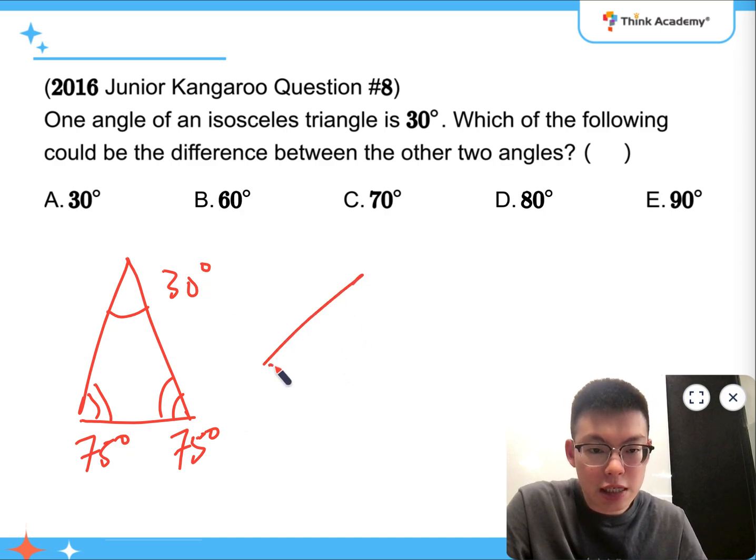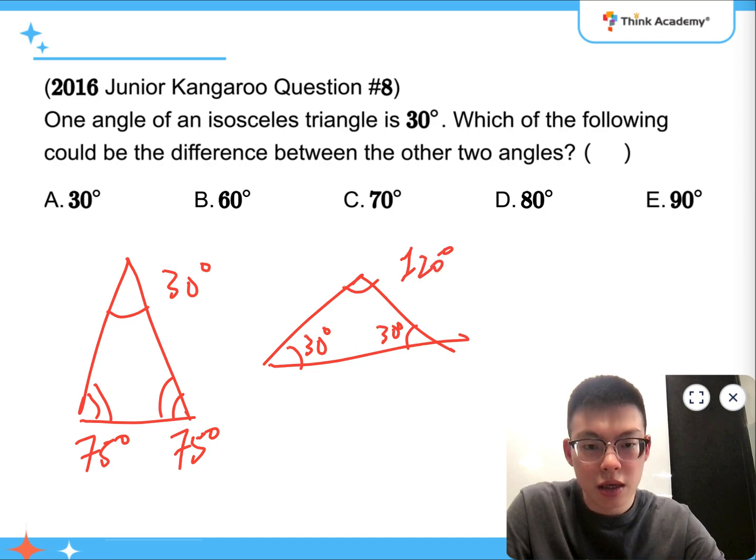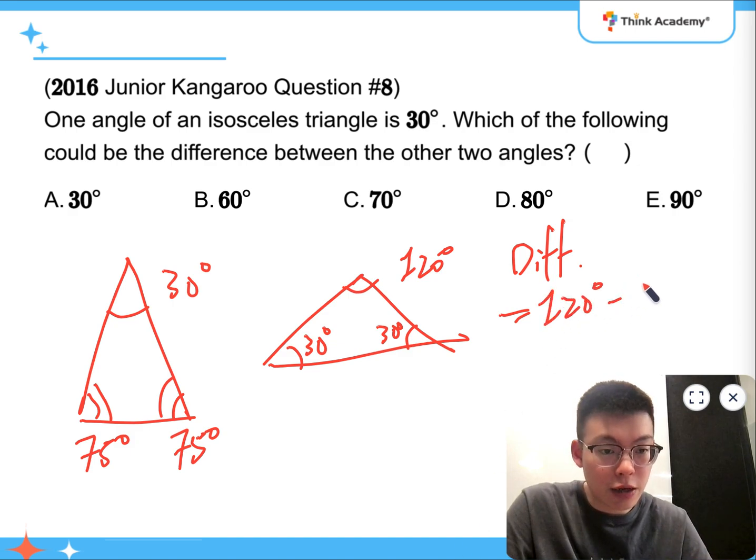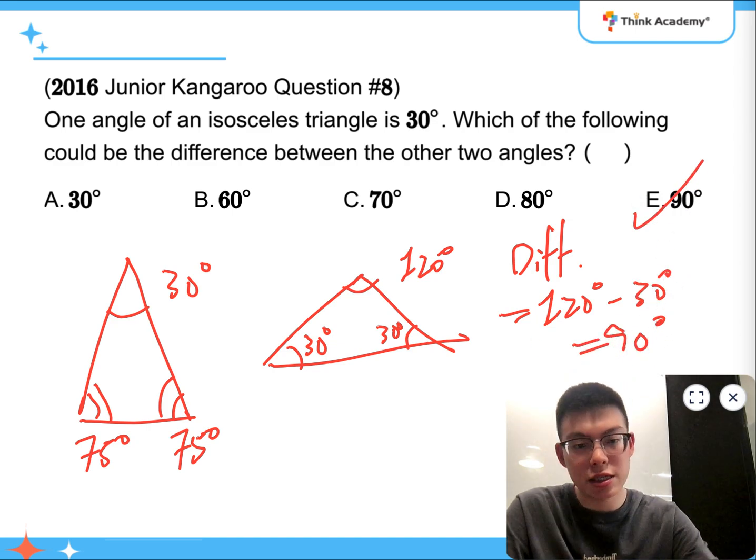But if 30 is the base angle, it means that the other 2 angles are going to be 30 degrees and 120 degrees. So the difference between them is going to be 120 take away 30, that's 90 degrees. Alright, so the answer is E.